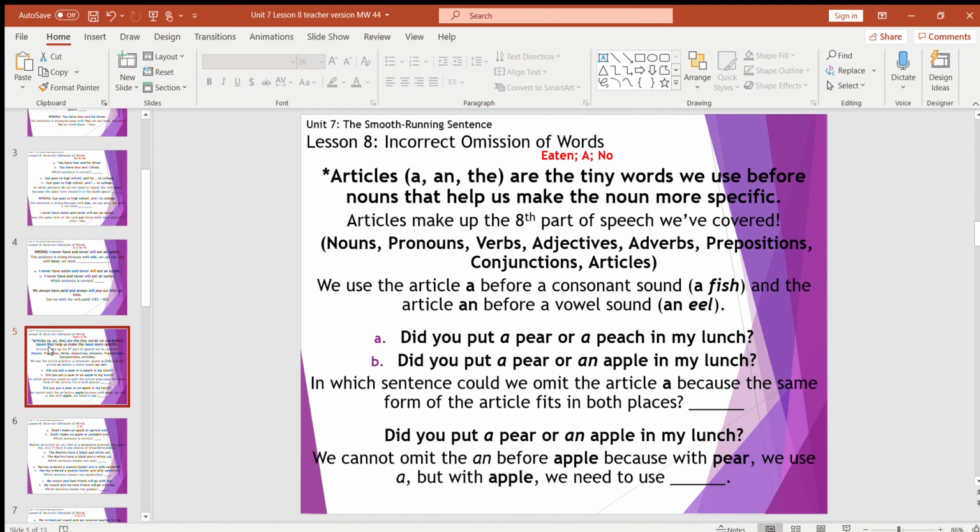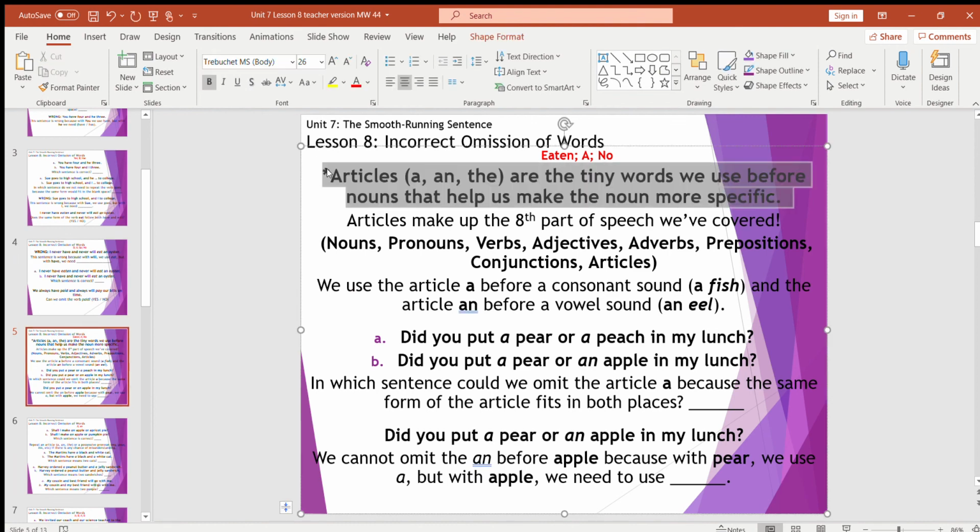Alright, now circle, star, highlight, another part of speech. Articles, and there's only 3 of them, the words a, an, and the. Those 3 words are the tiny words we use before nouns to help us make the noun more specific. So articles are the 8th part of speech that we've looked at. We've seen nouns, pronouns, verbs, adjectives, adverbs, prepositions, conjunctions, and now articles.